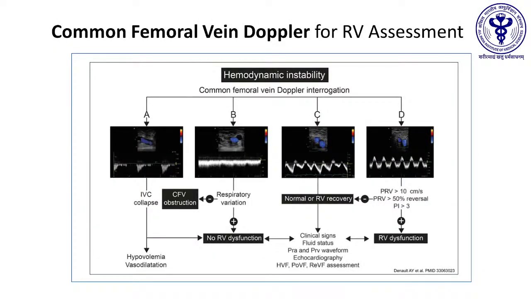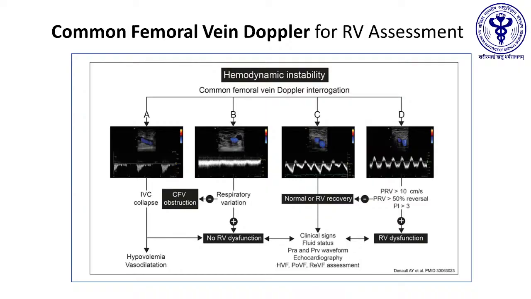This is using the common femoral vein Doppler for assessment of RV, something which we don't do over here. It is defined as A, B, C, D, E. B is the normal pattern, that is you can see a continuous flow with some respiratory variation. When you do not see a respiratory variation, you should rule out a proximal thrombus. So the respiratory variation should be there. That is pretty much normal.